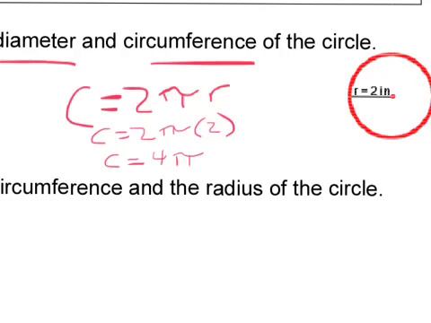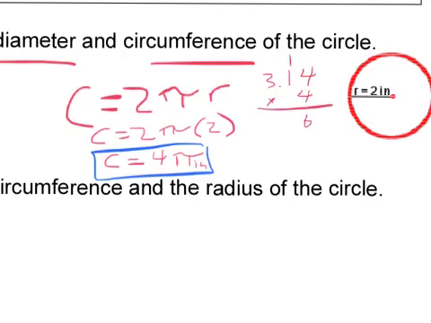Now, that's a good enough answer. We can just stop right there and say, hey, circumference is 4 pi. Probably want to add the little inches in there, because that's very exact. But if we wanted to get down to a decimal version, we could take 4 and multiply it by pi, which is approximately 3.14. So 3.14 times 4, and we get approximately 12.56. And again, this is just an estimation, but we would get about 12.56 inches.